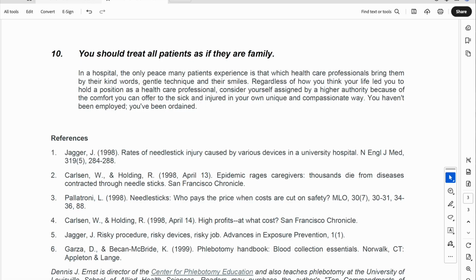This perspective transforms your work from merely collecting specimens to providing healing presence. You have not just been employed, you have been entrusted with the privilege of caring for others in their time of need. Approach each patient interaction with this mindset, and you'll find greater meaning in your work while providing better care to those who need it most.